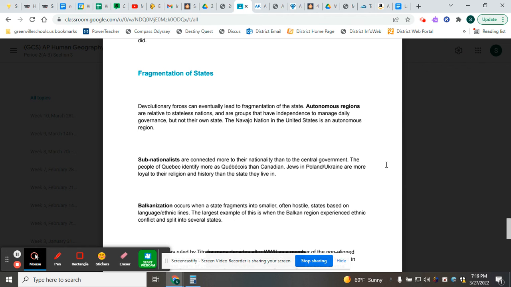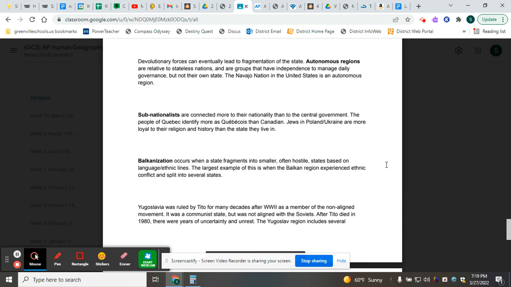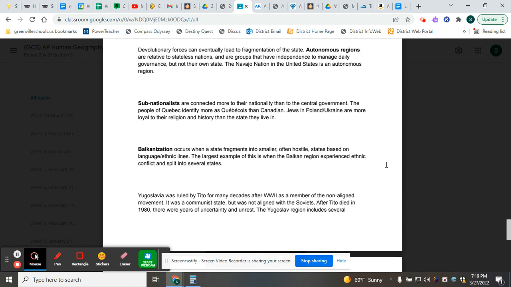Autonomous regions are relative to stateless nations and are groups that have independence to manage daily governance, but not their own state. The Navajo Nation in the U.S. is an autonomous region. Subnationalists: the people of Quebec identify more as Quebecois than Canadian. Jews in Poland and Ukraine are more loyal to their religion and history than the state they live in.